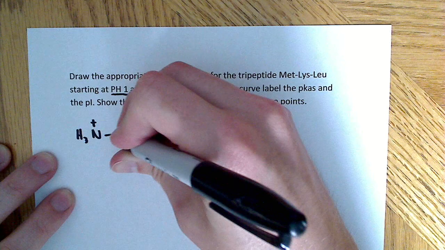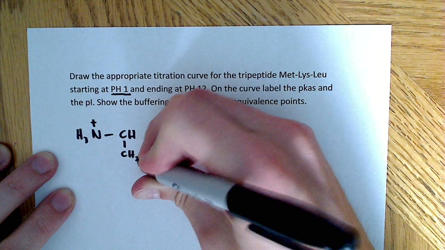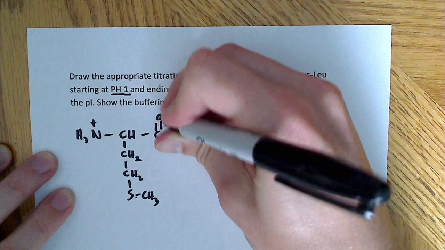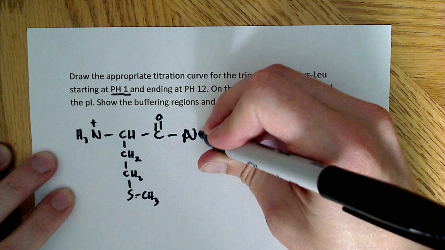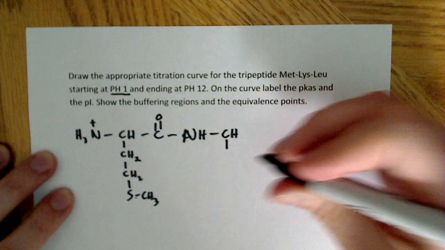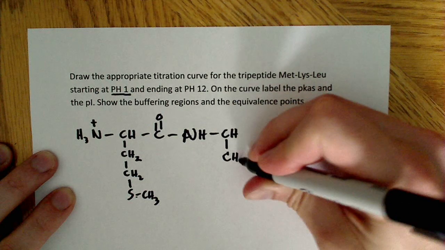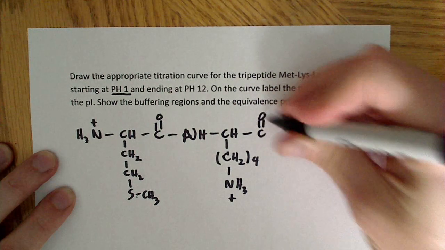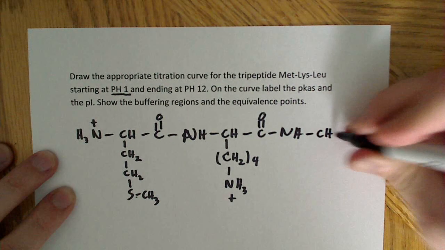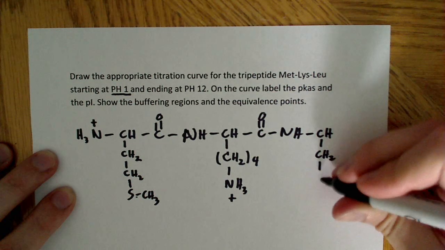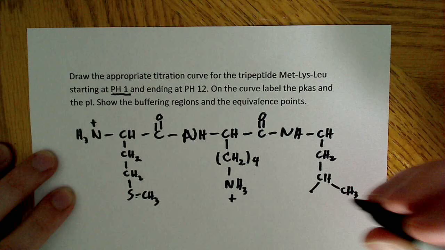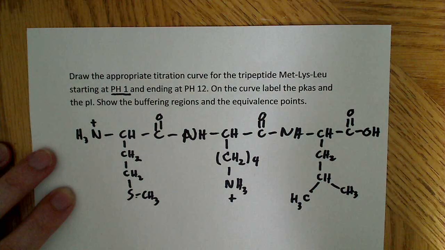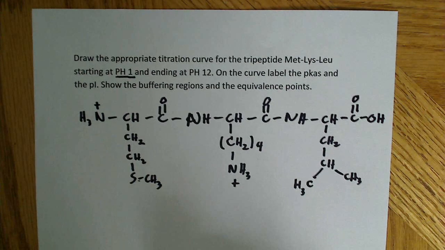So NH3, it's got a positive charge here, and this is CH2, CH2S, CH3. So peptide bond, NH, we've got lysine here, so CH2, 4, NH3 plus, and the last one is leucine, so that's CH, and that's CH2, CH, CH3, CH3. And that has this group on the end here, this carboxyl group, and it's got its proton. Okay, so that's the tripeptide, and that's the first step. We want to draw it fully protonated.